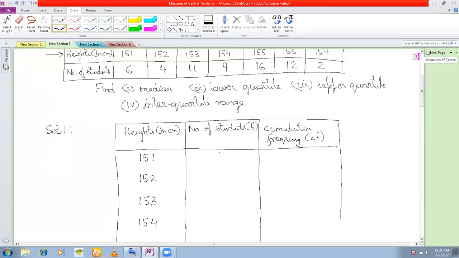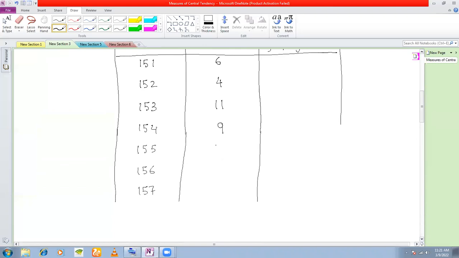Let us now write down the frequencies. So for 151 you have 6. For this you have 4. For this you have 11. For this you have 9, 16, 12, and 2.